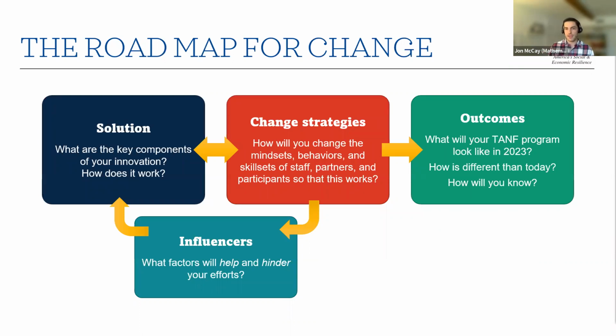And here's an example of what that roadmap for change can visually look like. You've got your solution, the core components of what you're going to do. And then you've got the change strategies. How will you change mindsets, behaviors, and skill sets of staff, partners, participants so that this thing actually works? That leads to outcomes, measurable, real differences for you, your staff, your participants, your community. And then it's those influencers that link your change strategies to your solution.